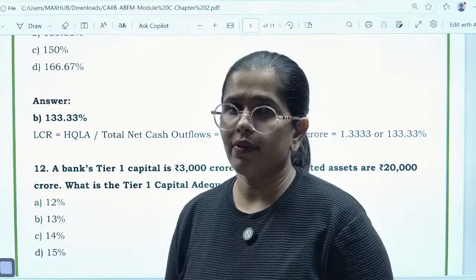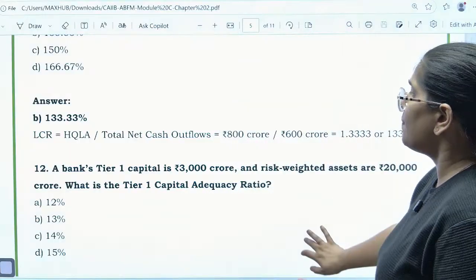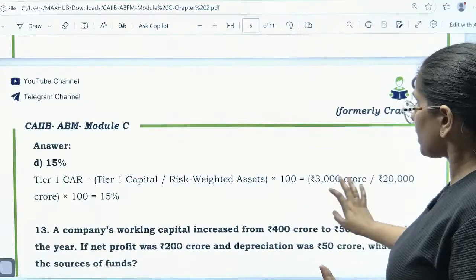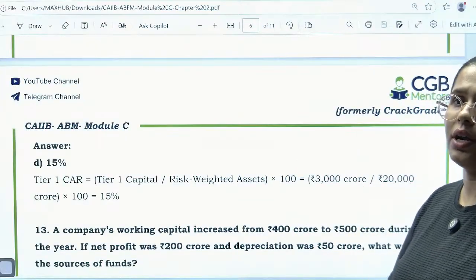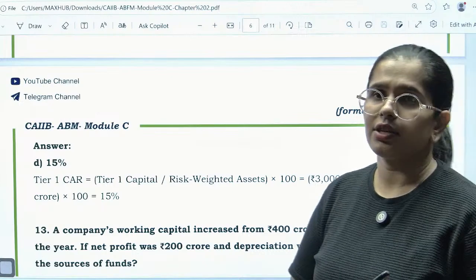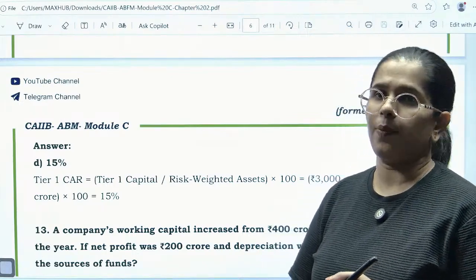So accordingly, we will assign the risk weights, right? So over here, the simple answer would be 3000 crore divided by 20,000 crore multiplied by 100. 15% is your capital adequacy ratio, right?